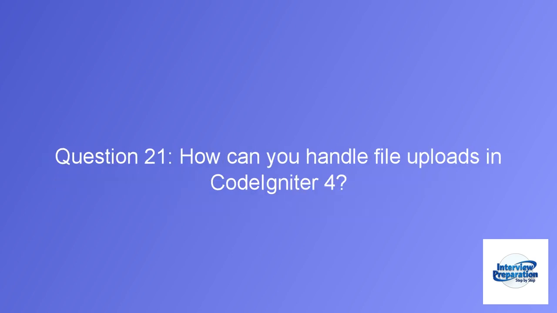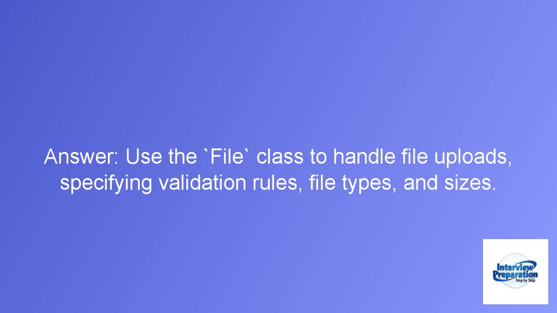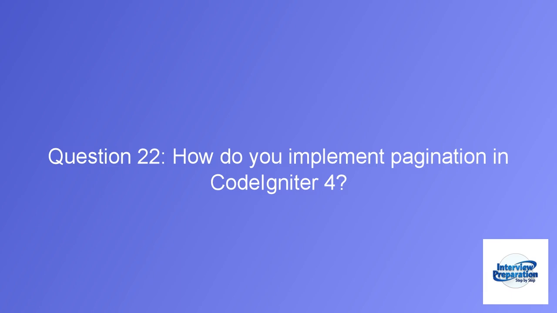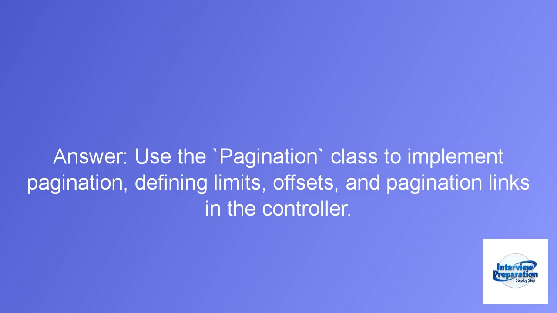Question 21. How can you handle file uploads in CodeIgniter 4? Answer. Use the file class to handle file uploads, specifying validation rules, file types, and sizes. Question 22. How do you implement pagination in CodeIgniter 4? Answer. Use the pagination class to implement pagination, defining limits, offsets, and pagination links in the controller.